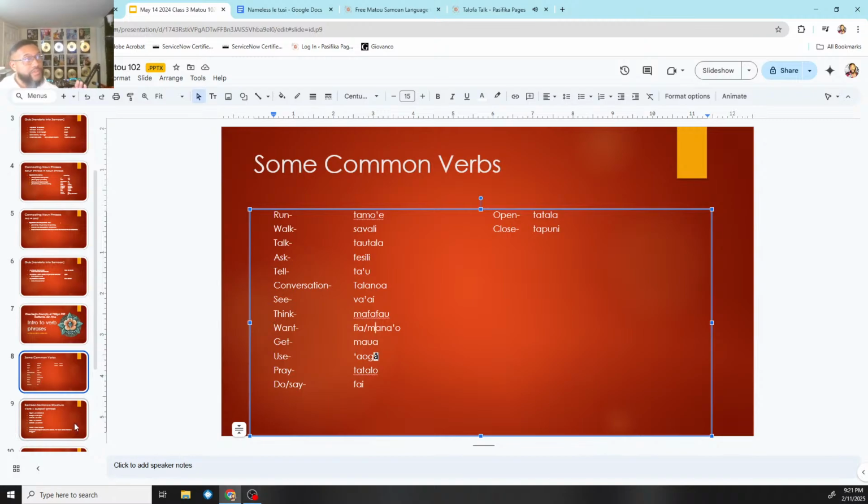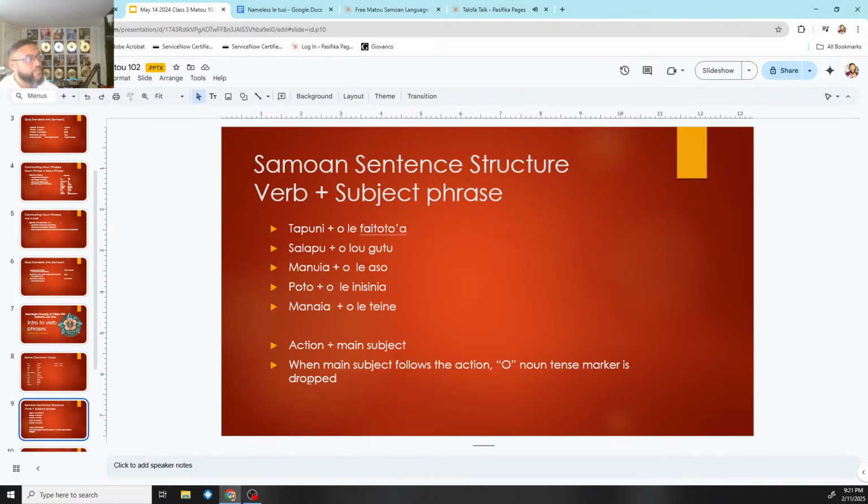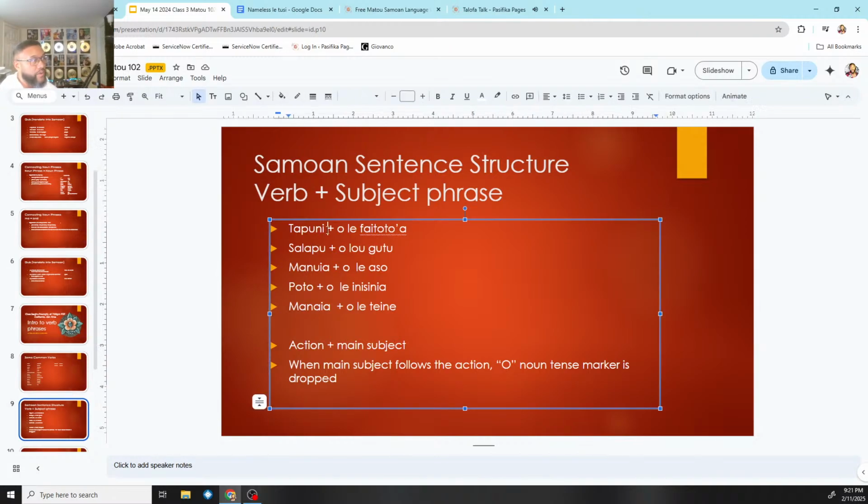So we learn how to put the subject phrase, which is o le, o le uingoa, o le uingoa o Viliamu. That was just a subject phrase. Now we're talking about verb phrases. These are some real simple phrases where you're giving an action to a subject. For example, we have tapuni. We already talked about that word.